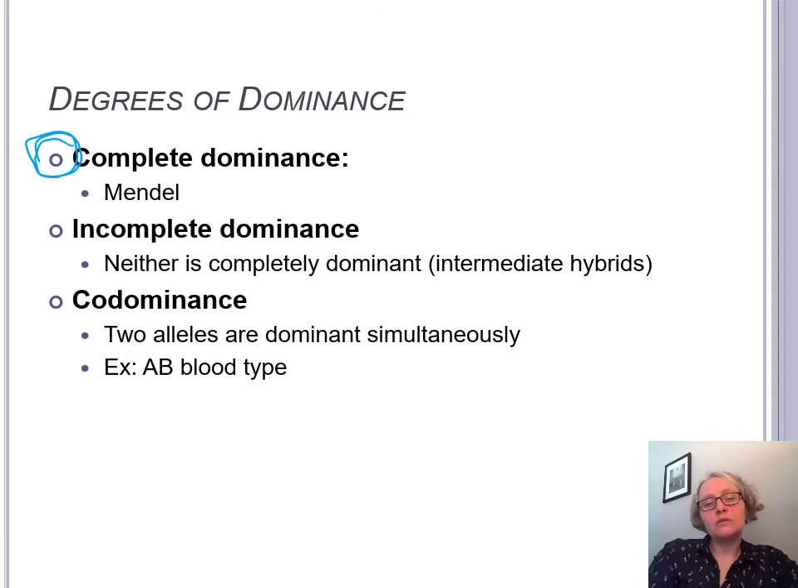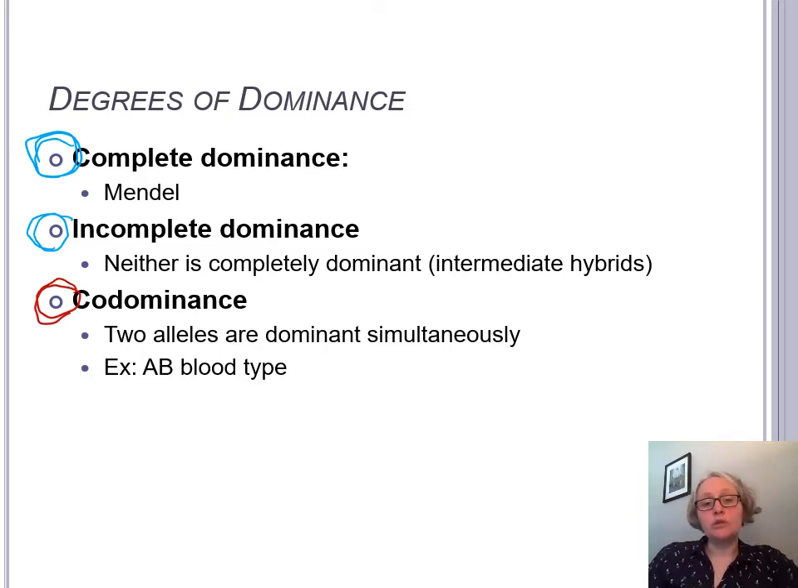There's a different thing though called incomplete dominance. In incomplete dominance, neither trait is completely dominant over the other. You've got a red flower and a white flower and their babies are pink, right? Neither is completely dominant. Or you have a yellow flower and a red flower and their babies are orange, right? Neither is completely dominant. Another example that we're going to talk about is something called codominance.